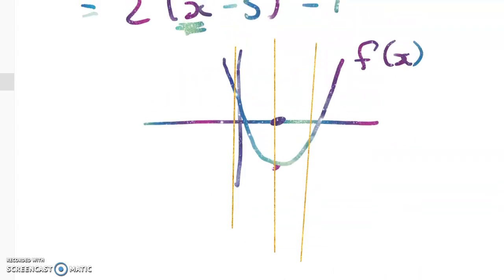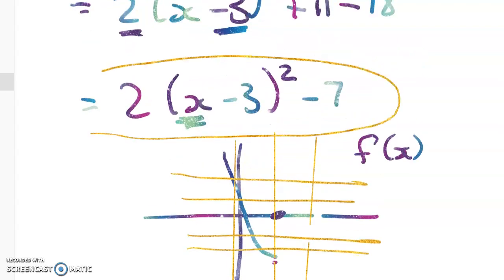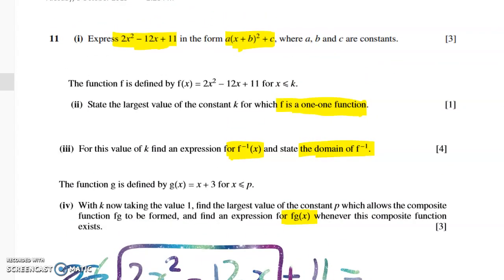So one more time, if we go back to this function here, it's not one-to-one, but I can make it one-to-one by getting rid of one side of the parabola. And now what I've got is a function that passes both the vertical line test and the horizontal line test. So you can see that by putting my function into vertex form, it's really easy to see how I can make that function one-to-one, right? So state the largest value of the constant k for which f is a one-to-one function.